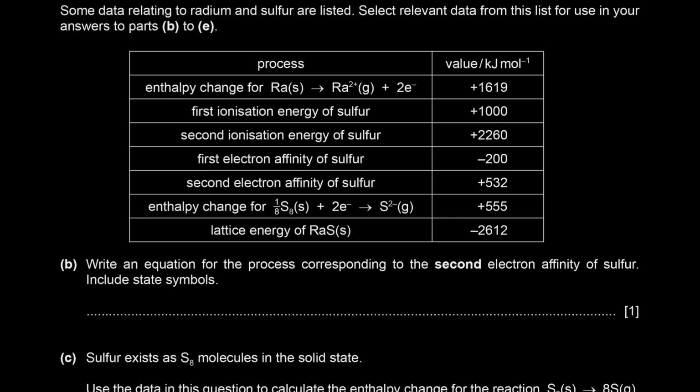Some data relating to radium and sulfur are listed. Select relevant data from this list for use in your answers to parts B to E. Write an equation for the process corresponding to the second electron affinity of sulfur. Include state symbols. So for the second electron affinity of sulfur, we're making S2 minus ions from S1 minus ions. Remember, electron affinity is for gaining electrons to form S2 minus. And again, for electron affinity it is going to be gaseous ions. Okay, so those are your state symbols.